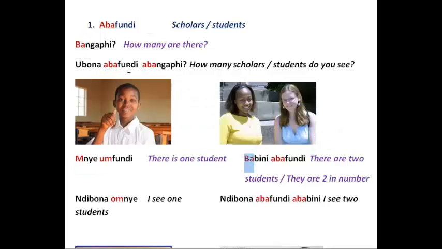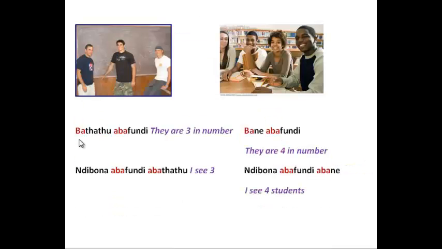So the question, bangapi? Babini. Ubona abangapi? Ababini. Remember, we are counting students. Now, bangapi? Batatu. There are three. Bane. There are four. How many do you see? Ndibona abafundi abatatu. Ndibona abafundi abane. I can see students that are three in number, and I can see students that are four in number.